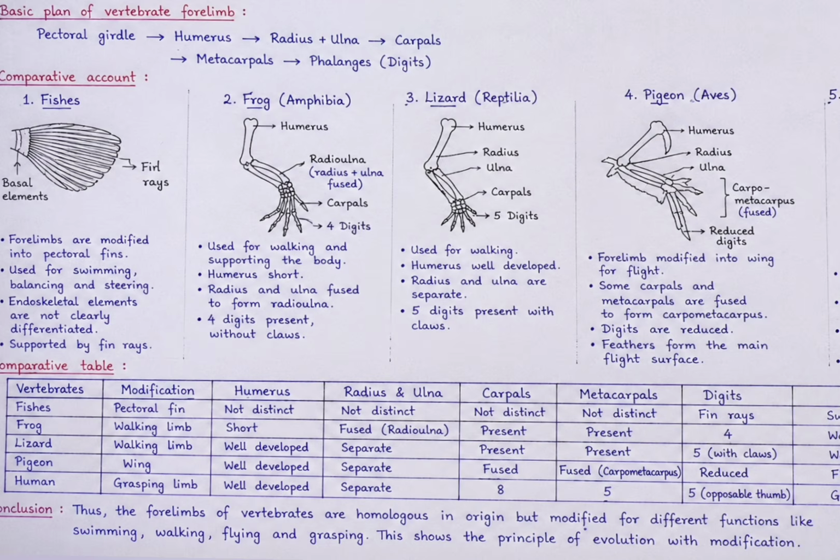This is how the vertebrate forelimbs are modified, the modifications of vertebrates from fishes to mammals. These are the answer, for 12 marks. Thanks for watching.